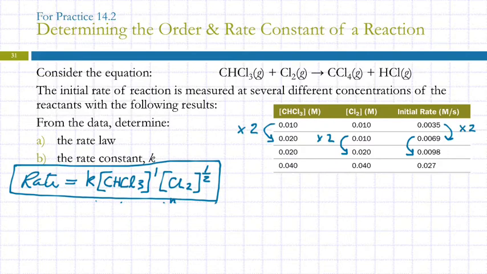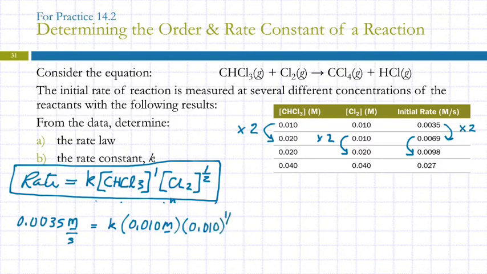Which one do you want to do? The first one, okay. So doing the first one, we've got our rate is 0.0035 molarity per second. And that is equal to our rate constant times the concentration of CHCl3, 0.010 molar, times the concentration of chlorine, 0.010, raised to the 1/2 power. Oops, I forgot the unit.